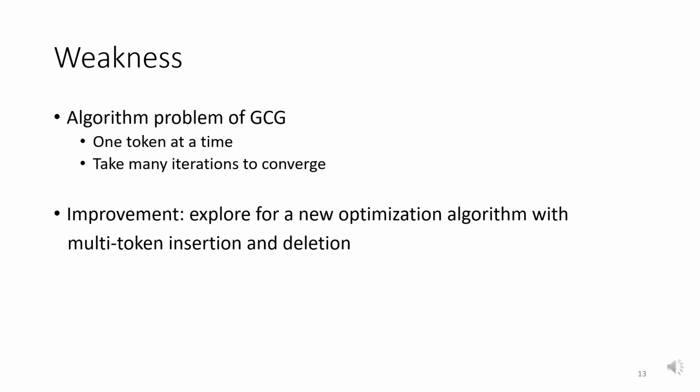Second is about the weakness. Since GCG only tries to optimize one token at a time, it may sometimes not be able to get a good prompt. In addition, GCG takes many iterations to converge, so it would have a significant runtime overhead. Thus, the opportunity to improve may be to explore another algorithm to replace GCG.